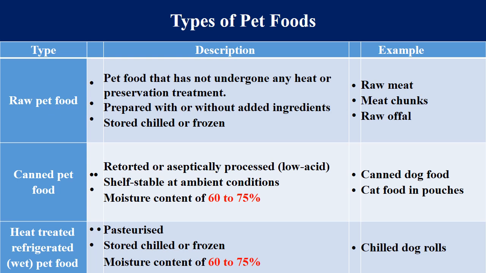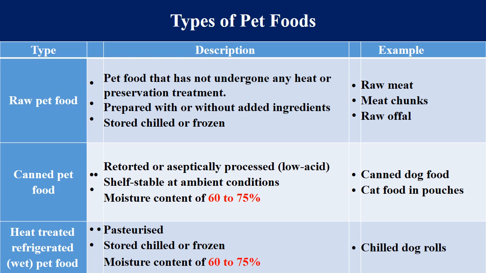Then the second category is canned pet food. It involves high heat processing in a sealed container, or nowadays in pouches. In earlier days it was done by retort processing in a sealed can. Nowadays it is done in retort pouches. So it is high heat processing and it is shelf-stable at room temperature. Moisture content can be 60 to 75%. They are like canned dog food or cat food in pouches, as I mentioned.